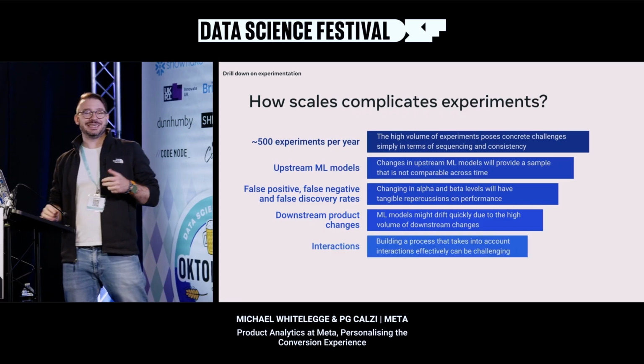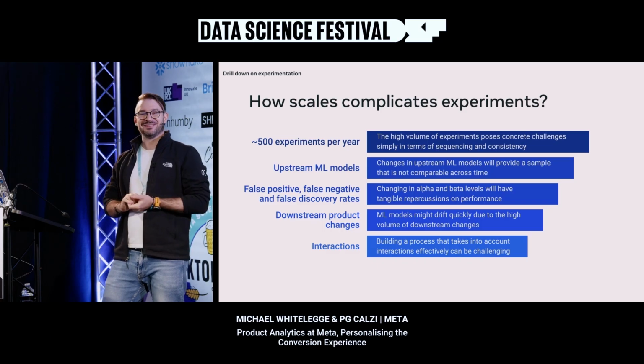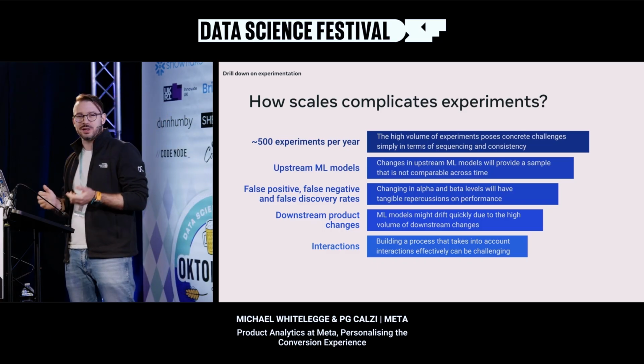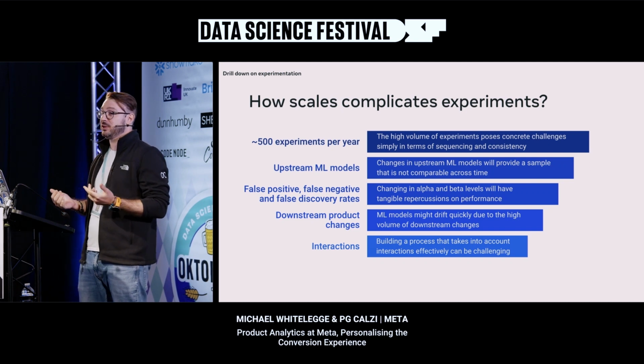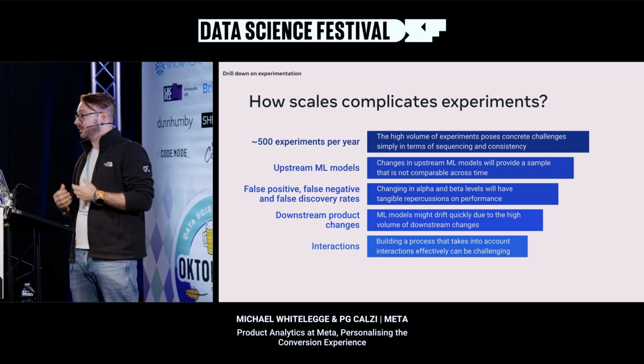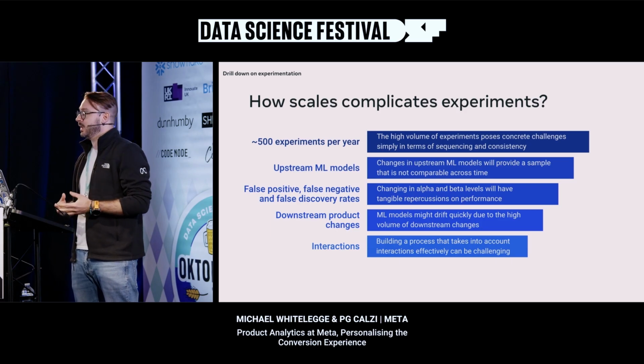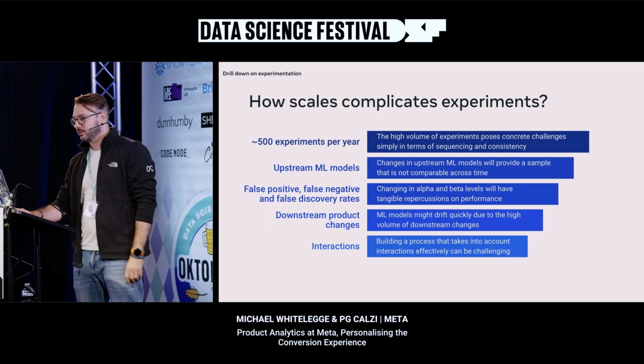And finally, interactions. 500 experiments is a lot of experiments, and that means that some of them will cannibalize each other, or in the best case scenario, generate a positive interaction. And you need to detect these and account for them with a stable and reliable experimentation process.